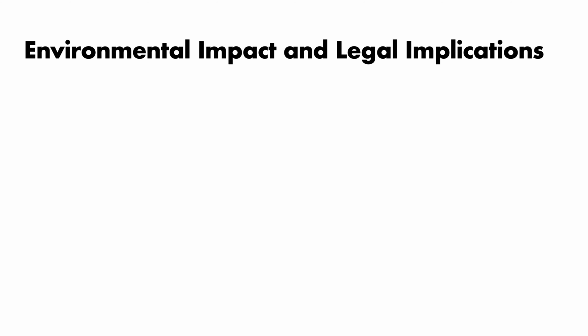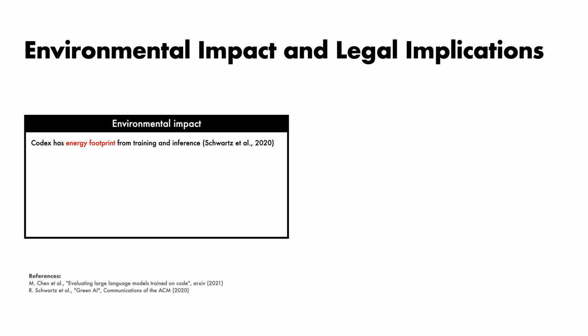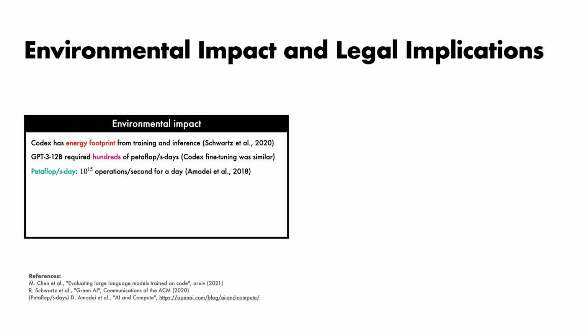In terms of environmental impact, Codex has an energy footprint from both training and inference. As a point of reference, it required hundreds of petaflop per second days to train the 12 billion parameter GPT-3 variant, and fine-tuning the 12 billion parameter Codex model required a similar amount of compute. The petaflop per second day is a unit that corresponds to performing 10 to the 15 neural network operations per second for a single day. This unit was introduced to make it easier to compare compute measurements, in a similar way that the kilowatt hour is used to report energy consumption.